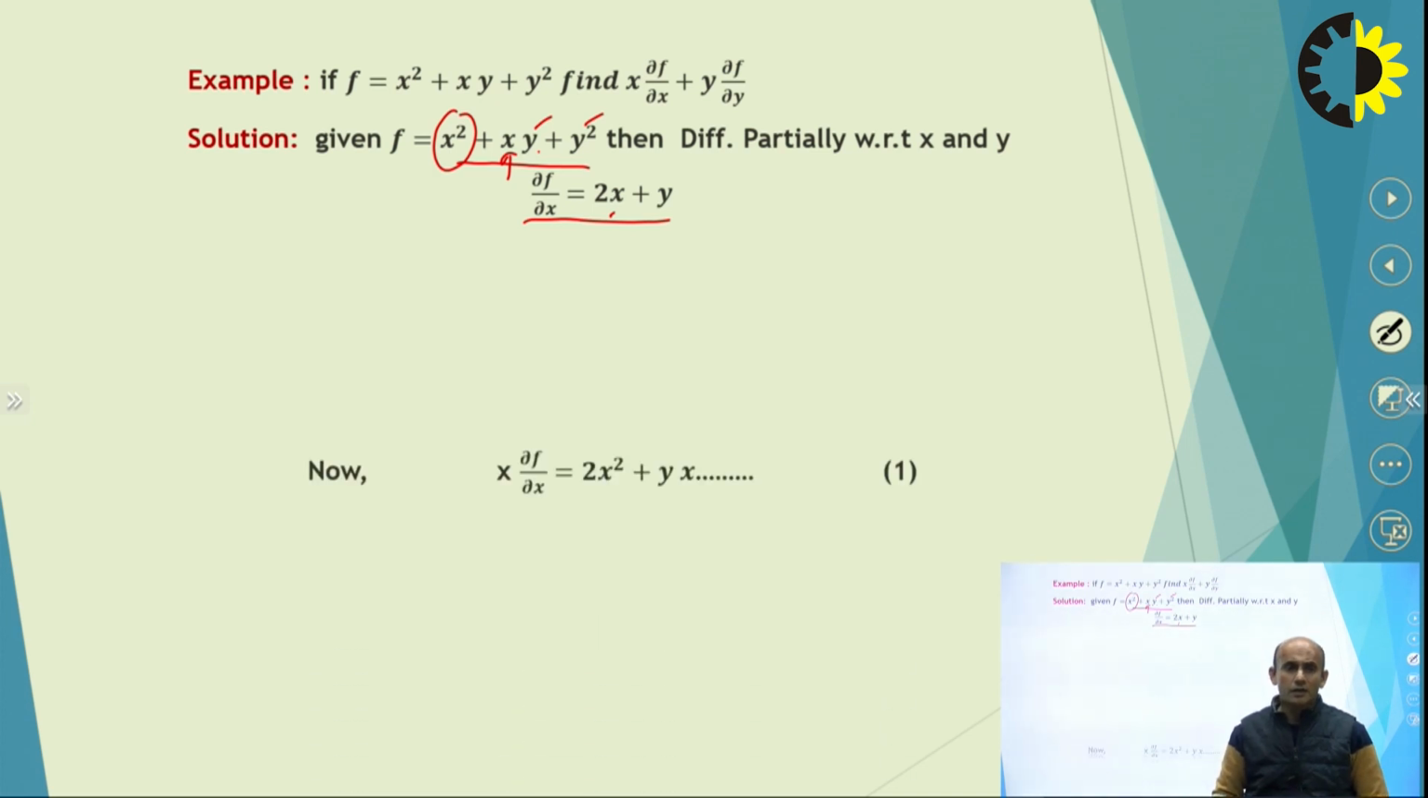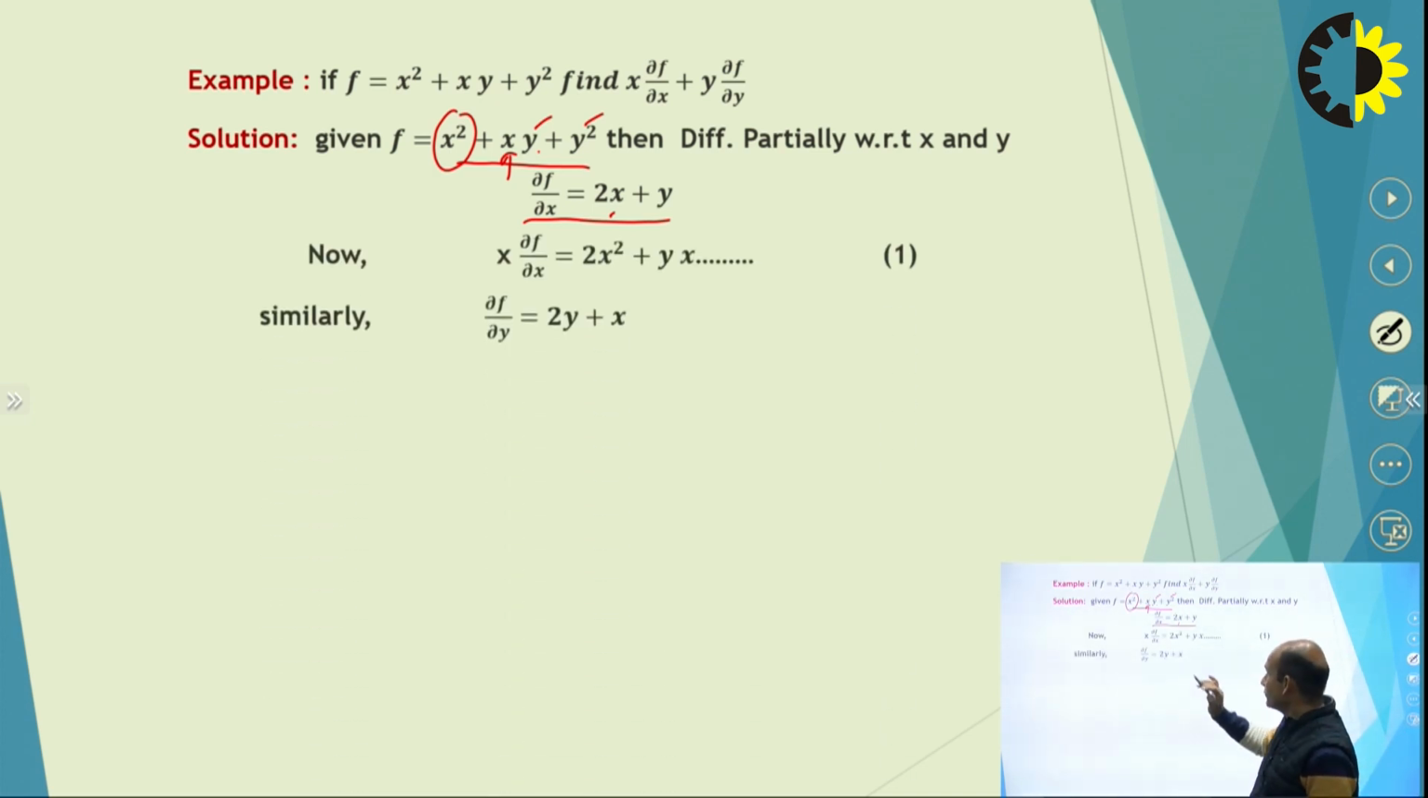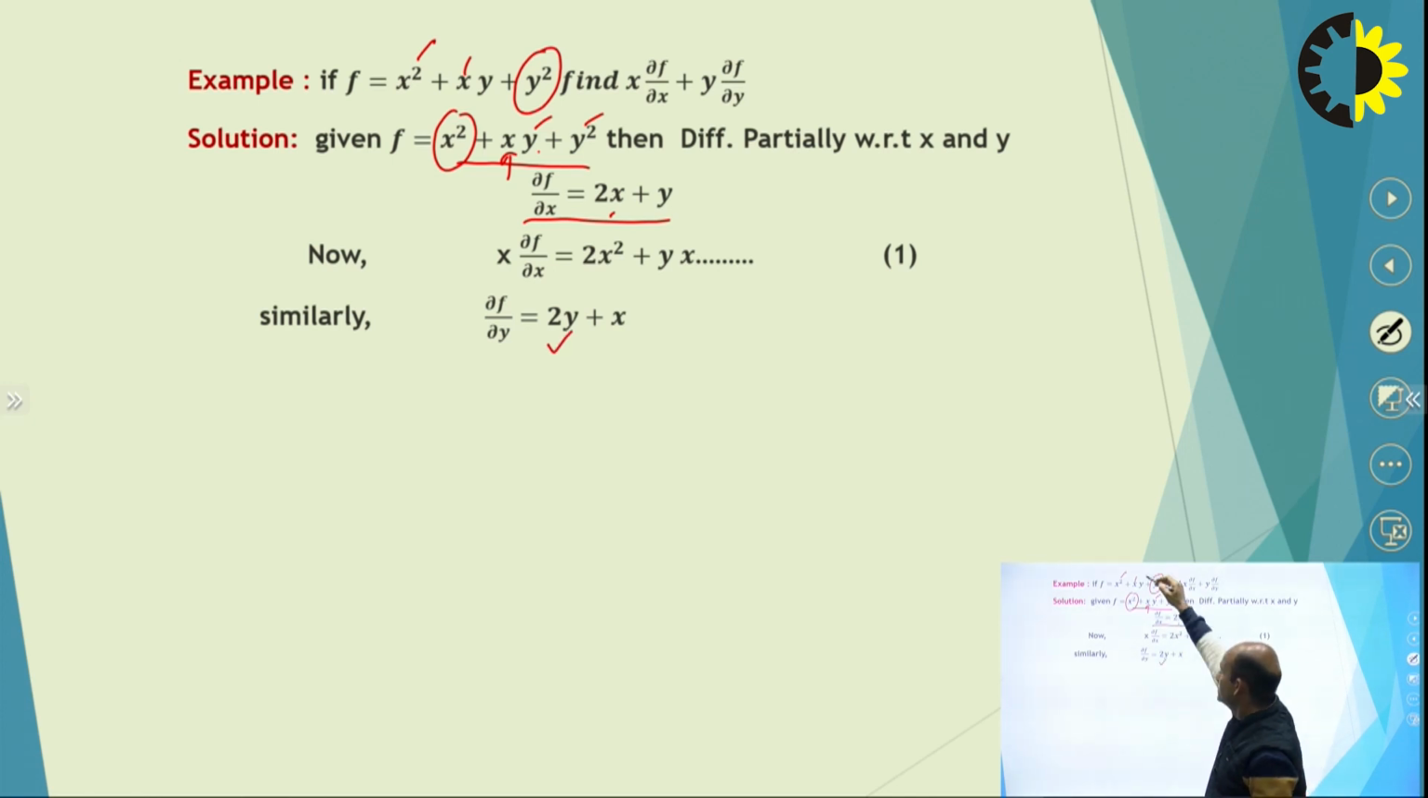And similarly, we can find del f upon del y. Del f upon del y means this is partial differentiation of the function with respect to y. So x will be constant here. So here if we differentiate this function with respect to y, then these terms will be constant. So if we differentiate with respect to y, then this term will be 2y, and this is constant, and differentiation of y is actually 1. So we have del f upon del y, which is 2y plus x here.